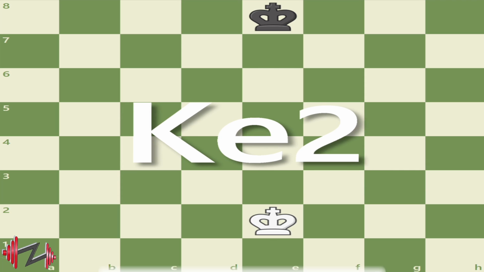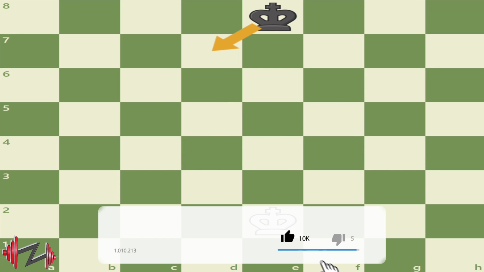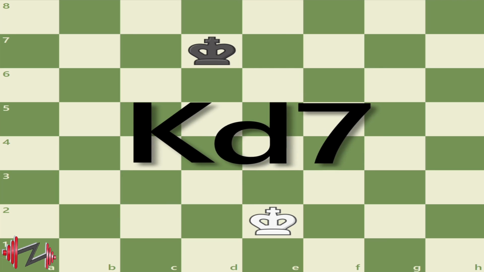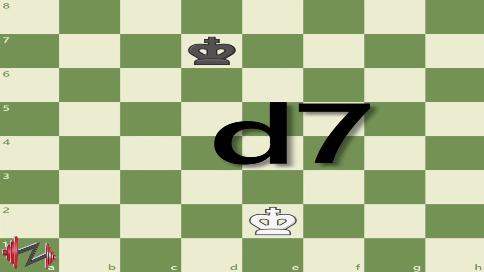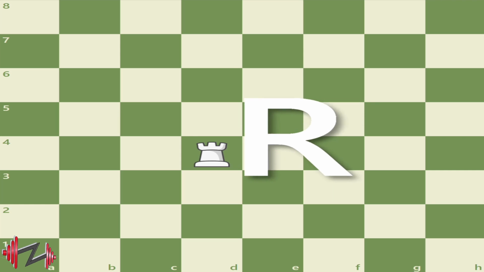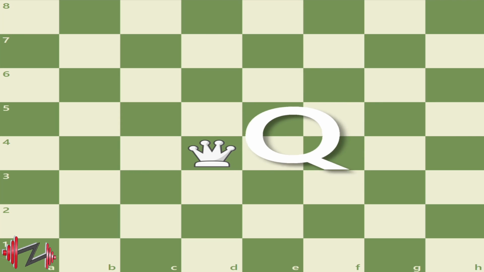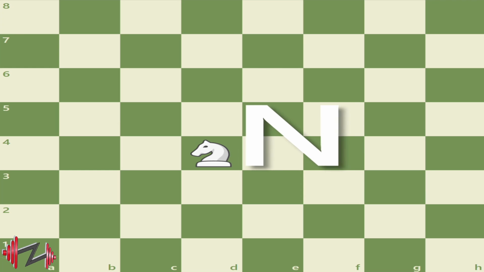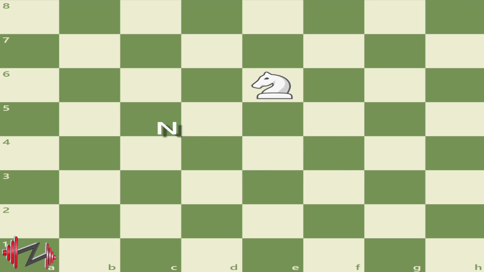Let's say black wants to play king to D7. In this case, it's the same idea. Capital K, lowercase D7. So piece, then square. K, D7. We will use the same idea for all the other pieces. The rook is a capital R, the queen a capital Q, the bishop a capital B. The knight, however, is a little bit different. Since the capital K is already used for the king, we use a capital N for the knight. For example, N E6.